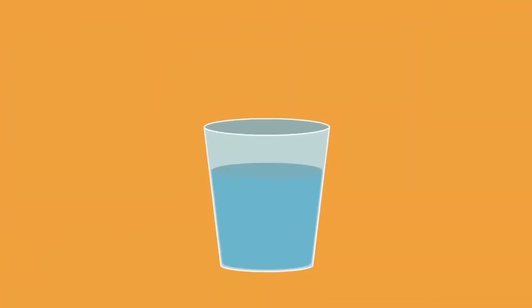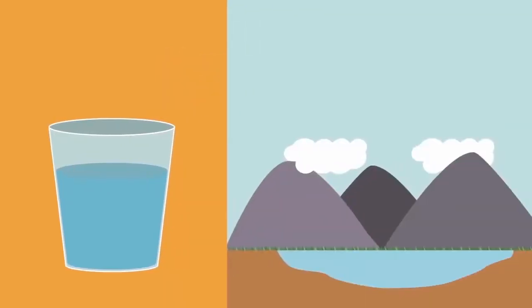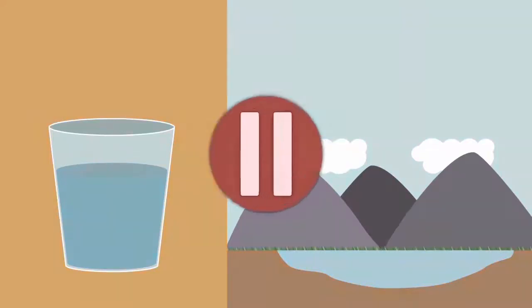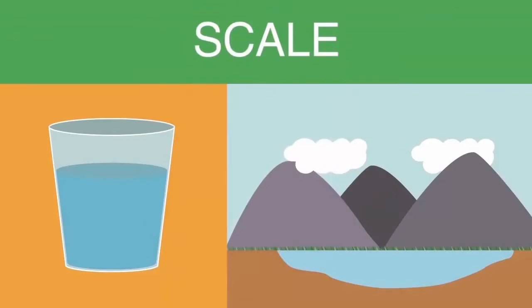Its composition is considered to be the same all the way through. We call this homogeneous. However, a glass of water and a lake are completely different. Can you think how? Pause the video and continue when ready. The answer is scale and what the water is in contact with.